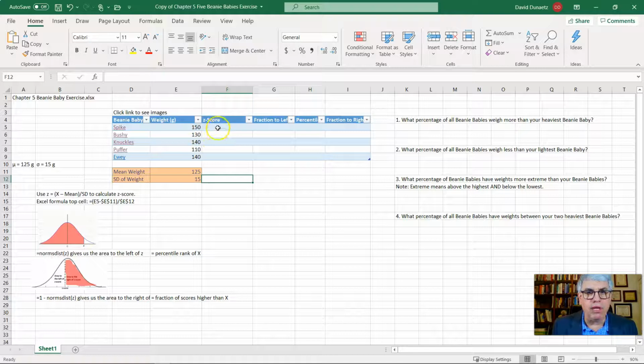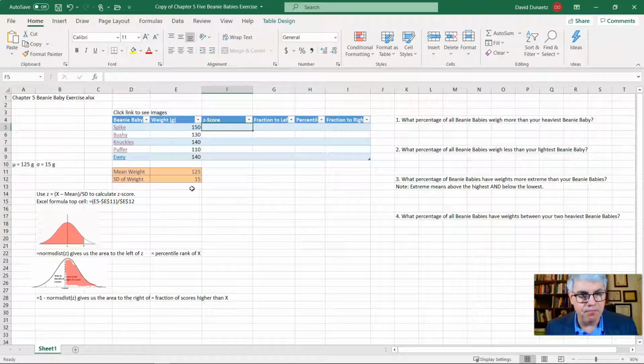So now we need to calculate a z-score. And we're going to use the standard z-score formula where you take the raw score x, subtract the population mean from it to find out if it's above or below, and then divide it by the standard deviation of the population, which is kind of like standardizing it. We can find out how big that difference is compared to the standard deviation, or how many standard deviations above or below the mean is the weight. So we're going to use this Excel formula.